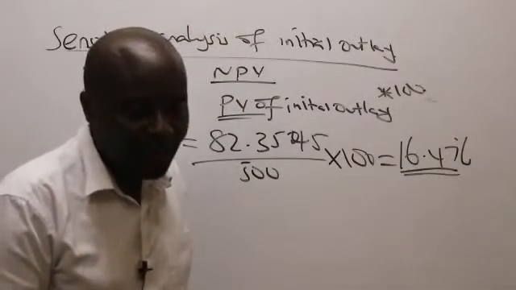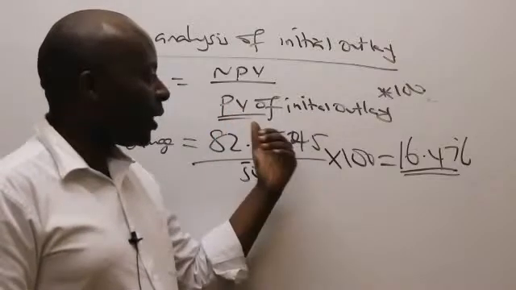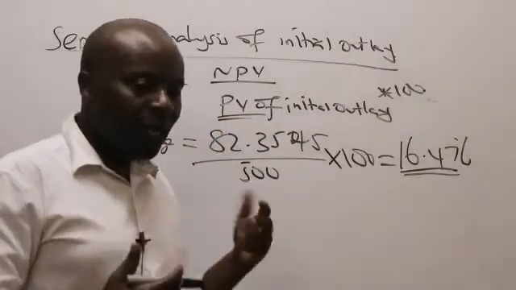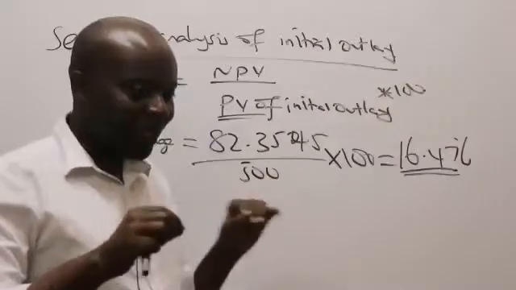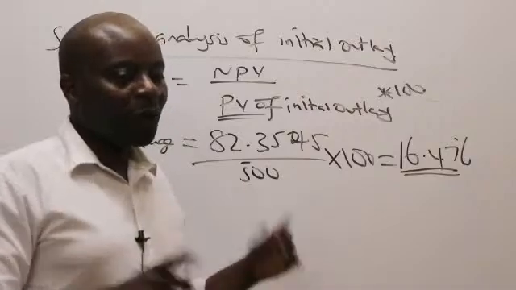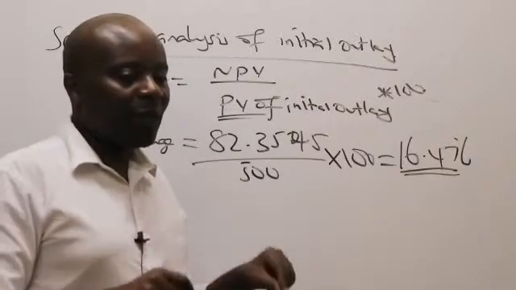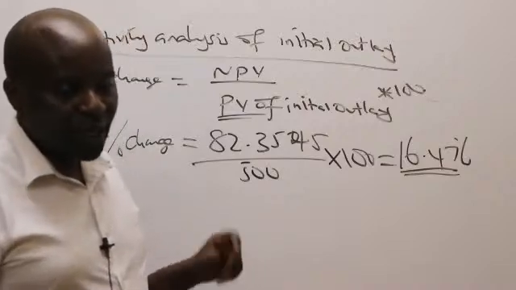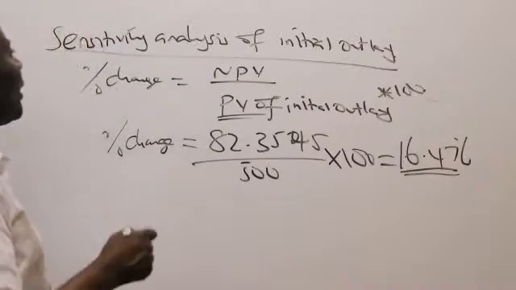But what I want to imply is that I've said the initial outlay is already present valued. You need to find a way of writing that in your own mother tongue, in a way that you'll understand that the initial outlay shall not be discounted because it's already in present value terms. So 16.47 like that. Thank you very much.